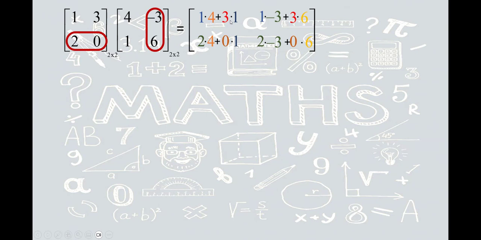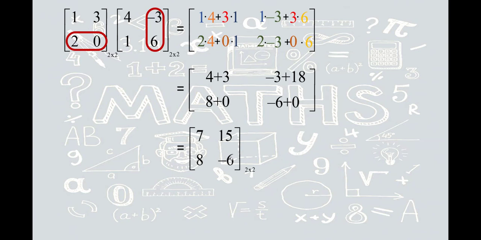1 times 4 is equal to 4, 3 times 1 is equal to 3. So 4 plus 3 is 7. 1 times minus 3 is equal to minus 3, 3 times 6 is equal to 18, so that gives 15. Then 2 times 4 is 8, plus 0 times 1 is 0, so 8. 2 times minus 3 is equal to minus 6, 0 times 6 is equal to 0, so minus 6. So when you add them, this is the resultant matrix, the product of the 2 matrices: 7, 15, 8 and minus 6, and the resultant matrix is 2 by 2.